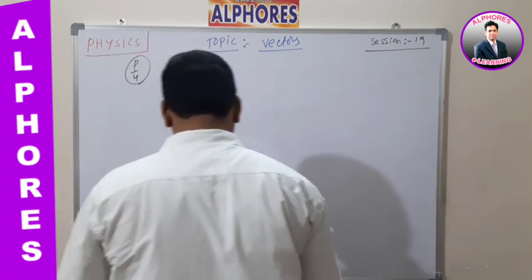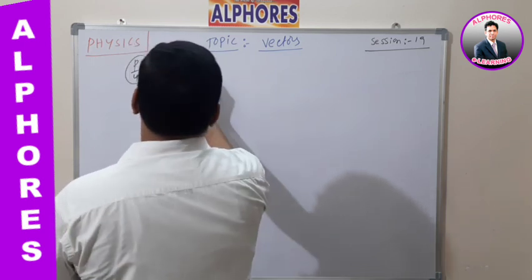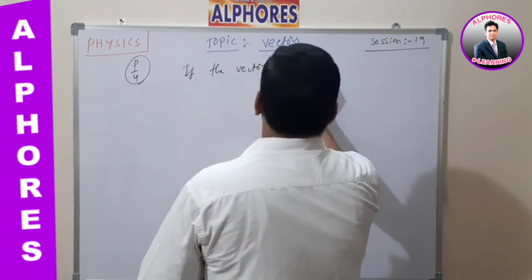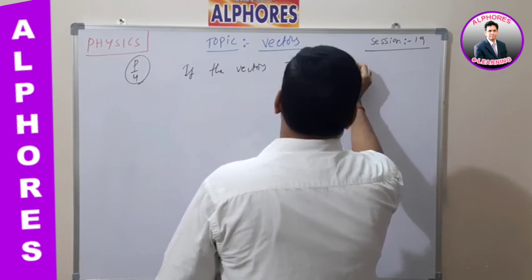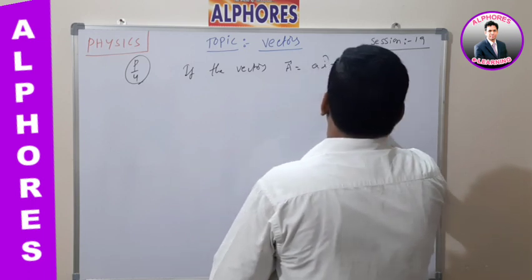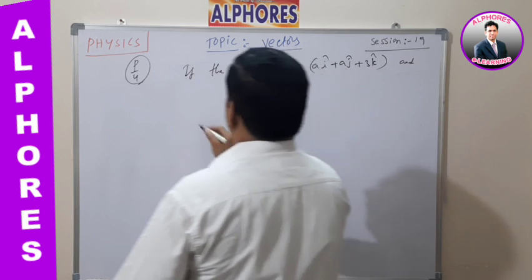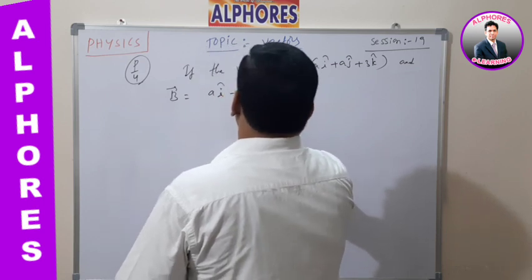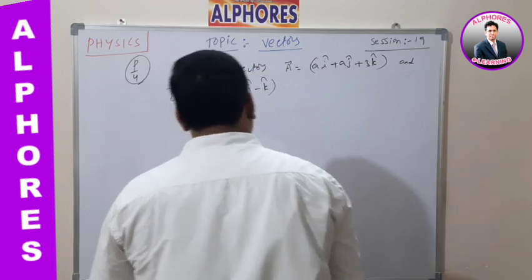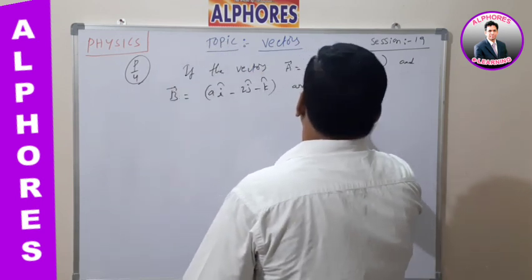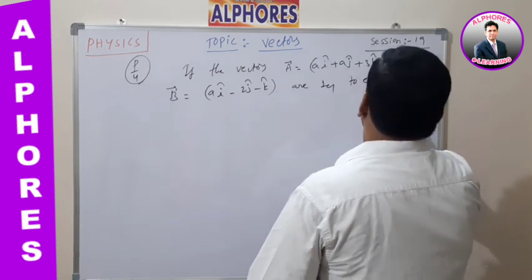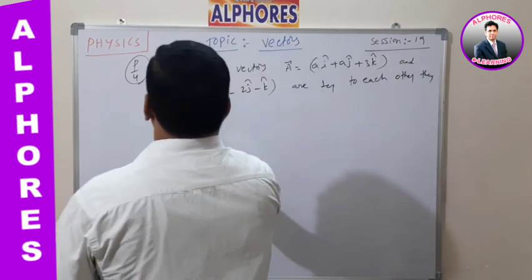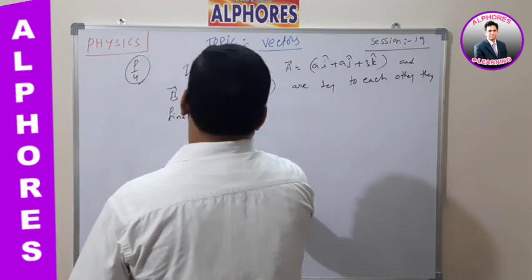Problem number 4. If the vectors A bar is equal to A I cap plus A J cap plus 3 K cap, and B bar is equal to A I cap minus 2 J cap minus K cap, are perpendicular to each other, then find the value of small a.